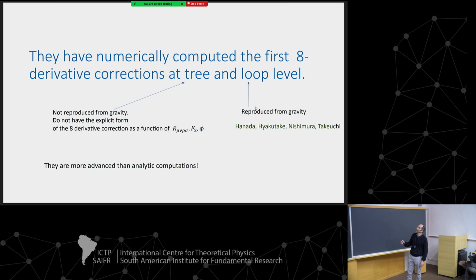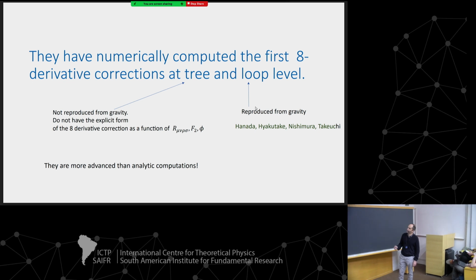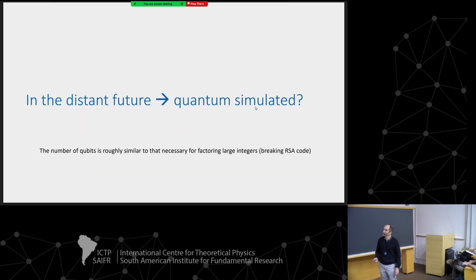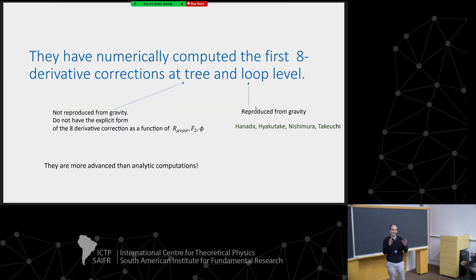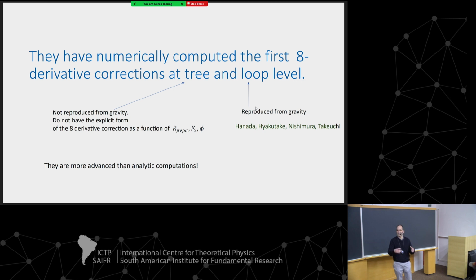Fortunately, the loop level is actually simpler to compute, and you can compute it theoretically, and you can compare it to the answer, and you get the right answer. But anyway, I'm saying this because they are really more advanced than the analytic computations. So there is something that they found that we cannot reproduce analytically. Okay. So it's similar to this localization computation, where you get some answer from localization, then you start comparing to gravity. Here, they do numerical calculation, and then we need to compare to gravity and see what we get.